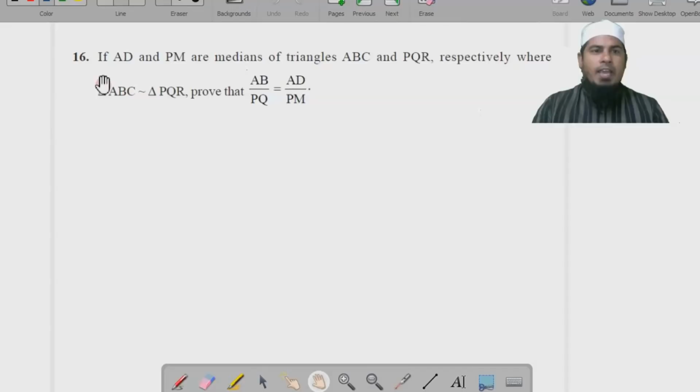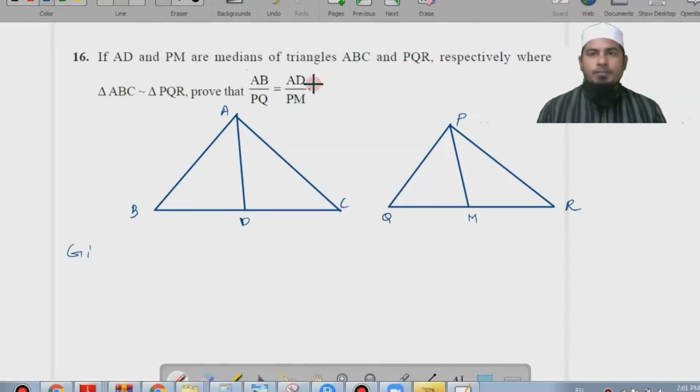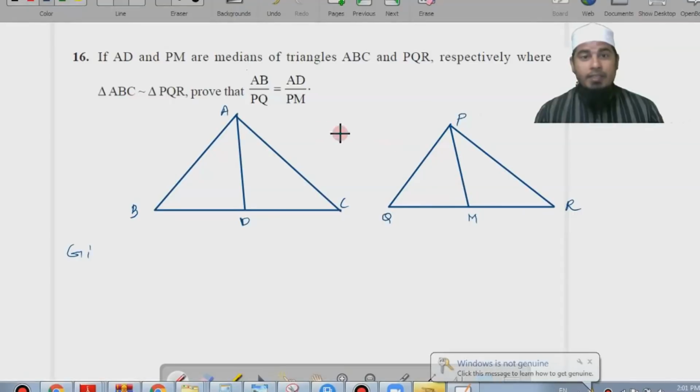Here comes the question: if AD and PM are the medians of triangle ABC and triangle PQR respectively, where triangle ABC is similar to triangle PQR, prove that AB by PQ is equal to AD by PM. Understand this question with the help of the diagram now. Here, AD and PM are the medians, and triangles ABC and PQR are similar already.